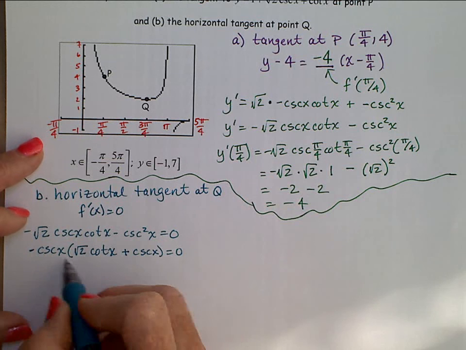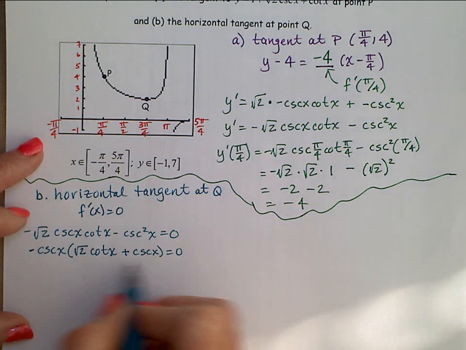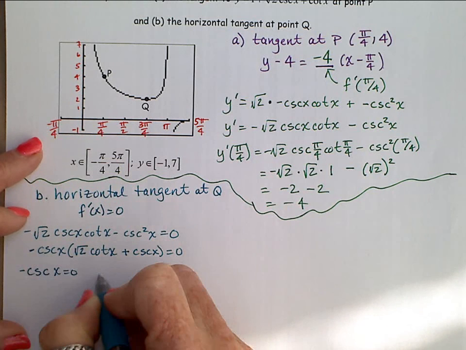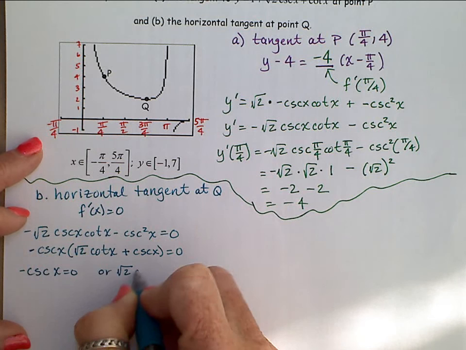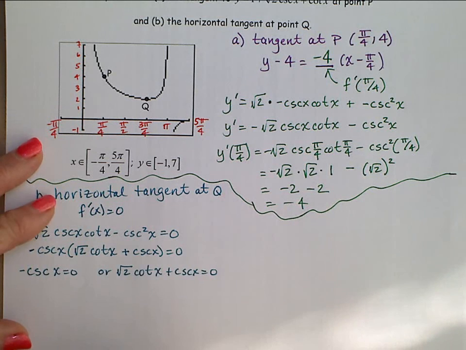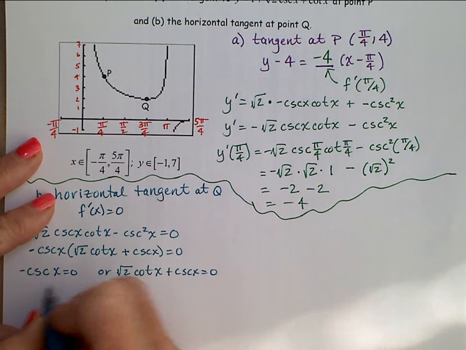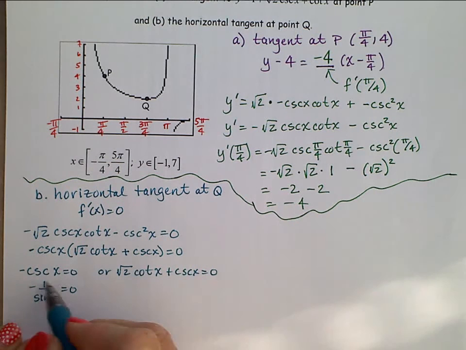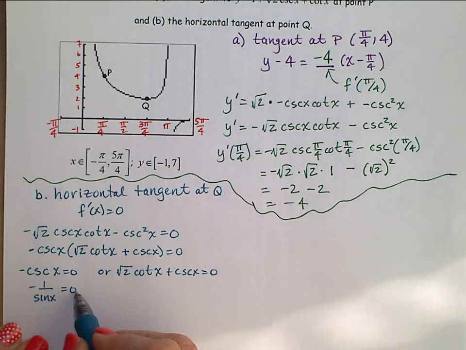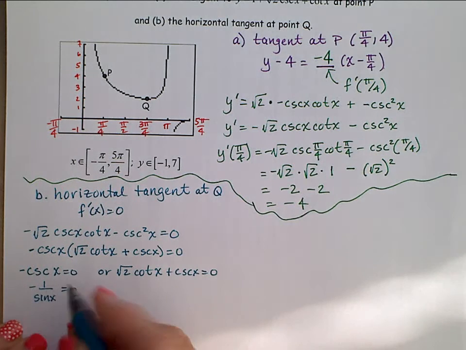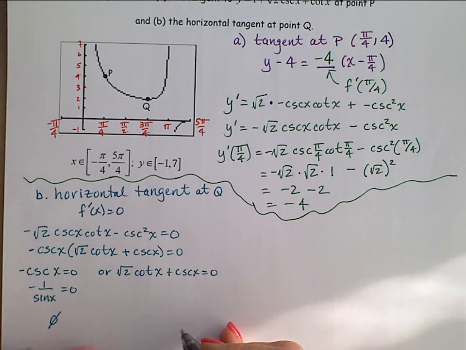Then the zero product property says one of these pieces has to be 0. So we'll say negative cosecant x equals 0, or square root 2 cotangent x plus cosecant x equals 0. Cosecant is 1 over sine. When we think about this, the only way a fraction can equal 0 is if the numerator is equal to 0. That numerator can never equal 0, so that piece has no solution.